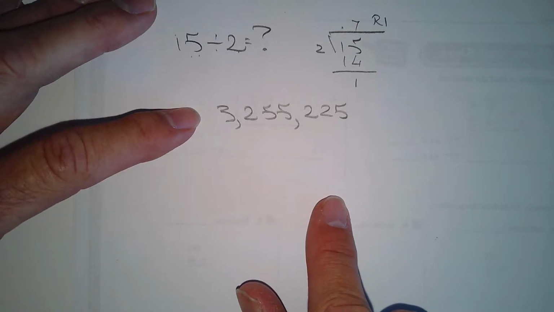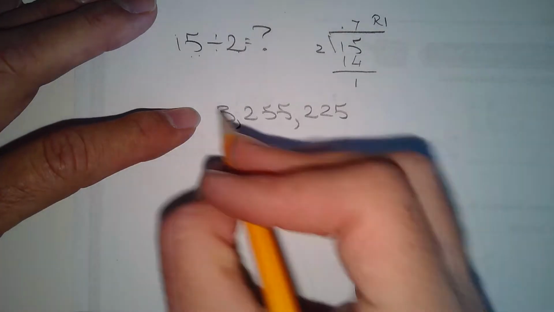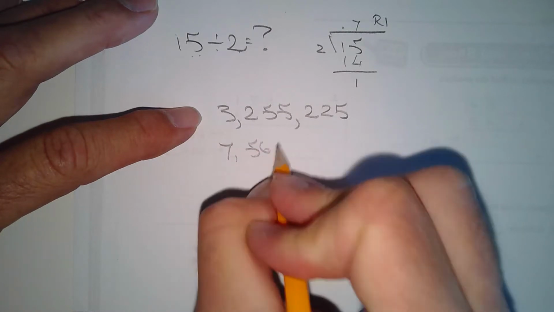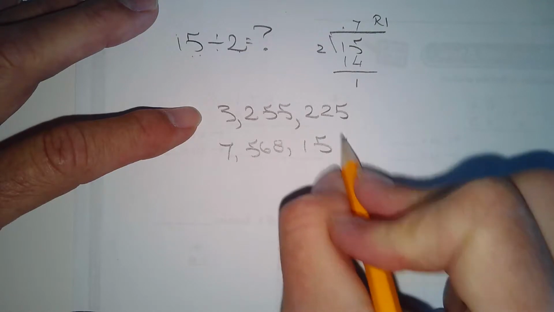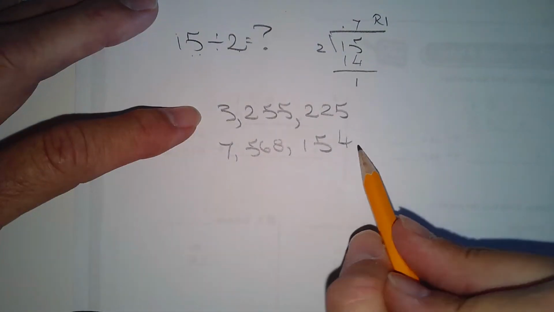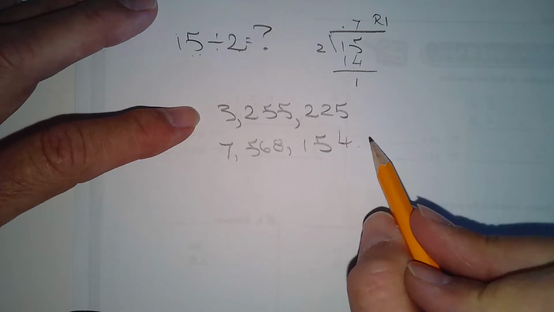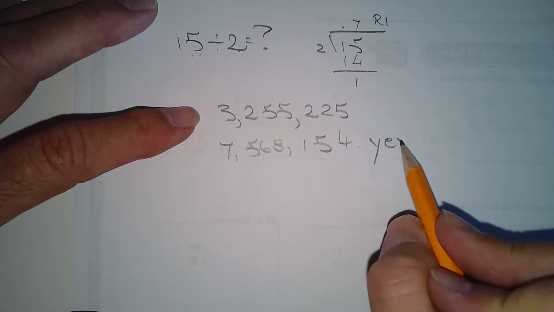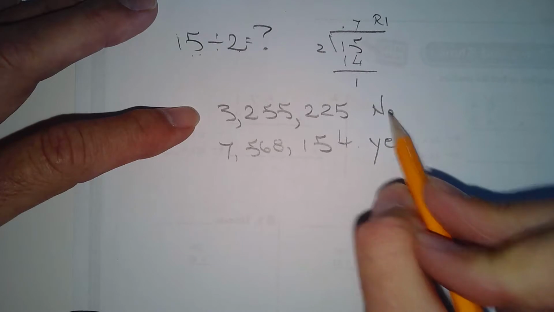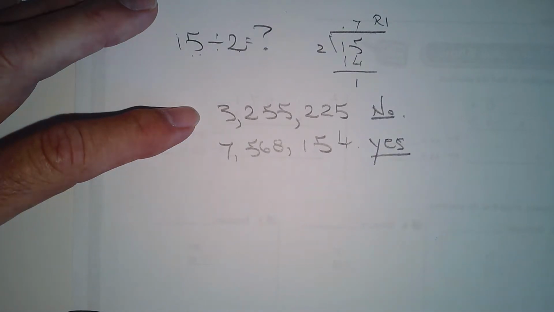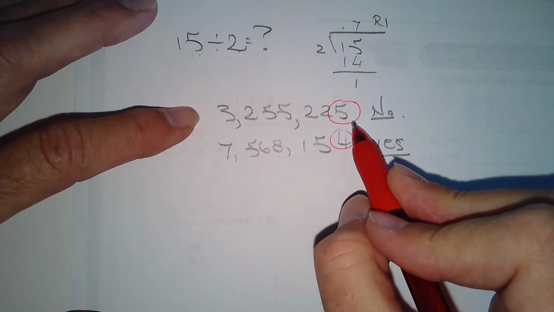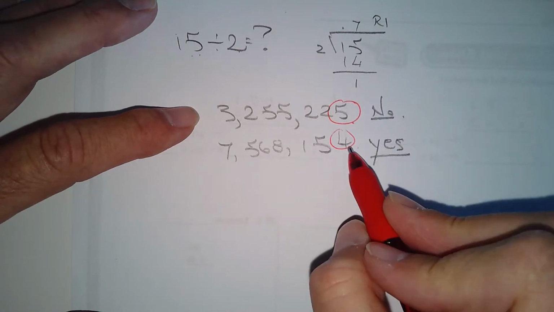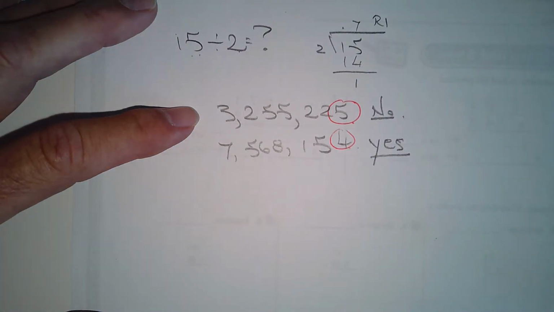How can I tell? I could write up another number, 7,568,154. This one can be divided by 2. Is that because of the last digit in the entire number? It's all you look at. I heard a few of you say it: you look at the last digit. Does 2 go into 5 evenly? No. Does 2 go into 4 evenly? Yes. Goes in twice.